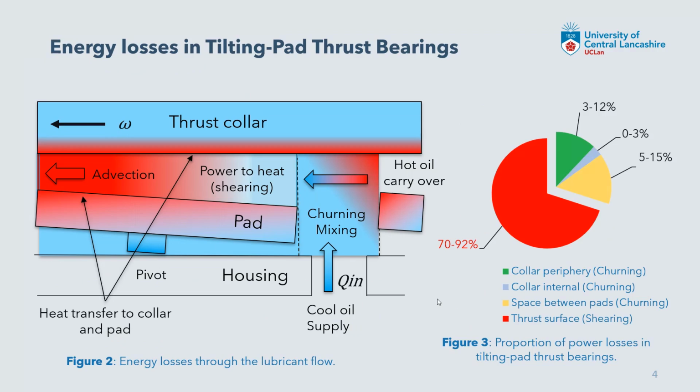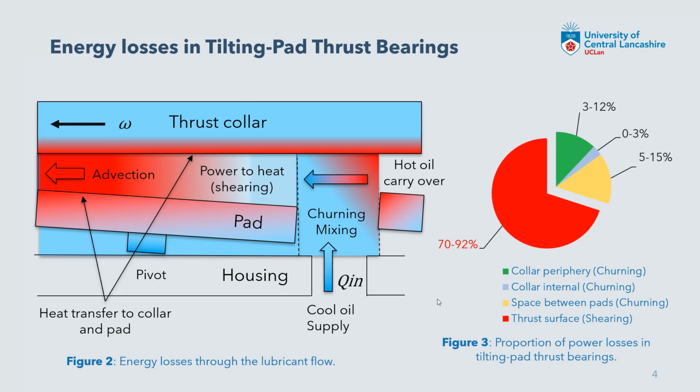Figure 3 shows the proportion of power losses in the tilting pad thrust bearing. A large proportion of power loss is consumed due to the shearing, and this is a necessary component of hydrodynamic operation. There's also a significant proportion consumed by churning of the oil. This is typically churning at the collar periphery, so in the groove above the collar in the housing, and also in the space between the pads and the collar internal.